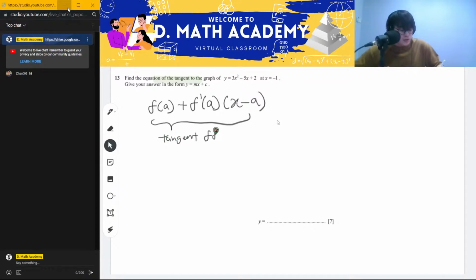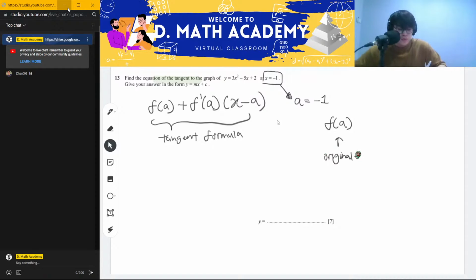So let me explain what the a represents here. The a is representing the x value that they gave you. So you can write that down. Remind yourself that a is -1, given by the question. You saw them labeling f(a) there. This is the original equation.